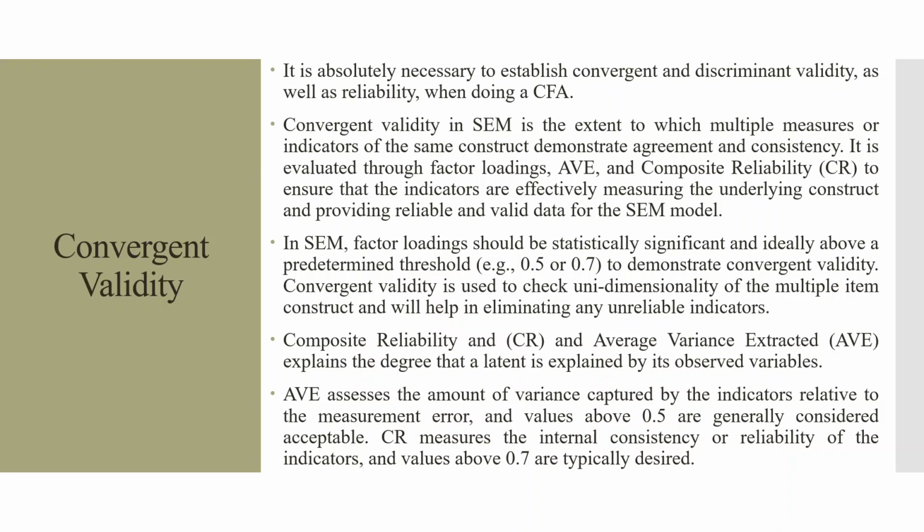Average variance extracted assesses the amount of variance captured by the indicators relative to the measurement error, and values above 0.5 are generally considered acceptable. The composite reliability measures the internal consistency or the reliability of the indicators, and values above 0.7 are typically desired.